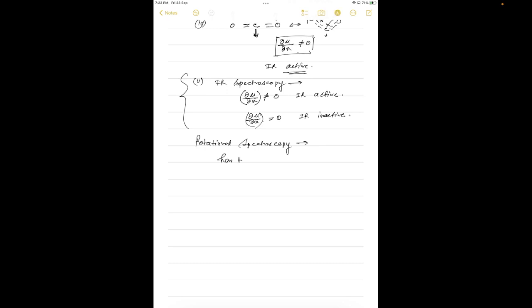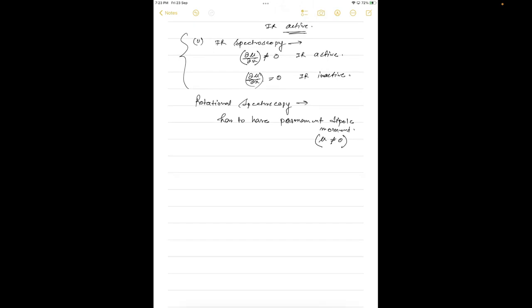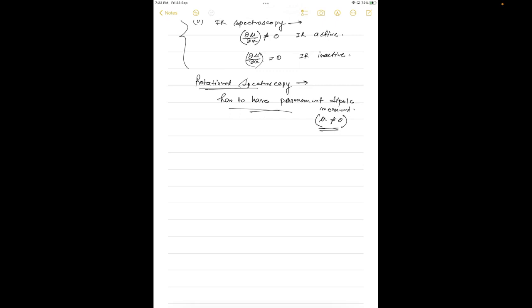So it has to have, that means mu has to be not equal to 0. So that's why for the CO2 case we cannot have any peak in rotational spectroscopy. So for rotational spectroscopy, this is important: the molecule has to have a permanent dipole moment, that means mu not equal to 0. Because in the more fundamental case, in spectroscopy, we just apply an external electromagnetic field, right, to the molecule.